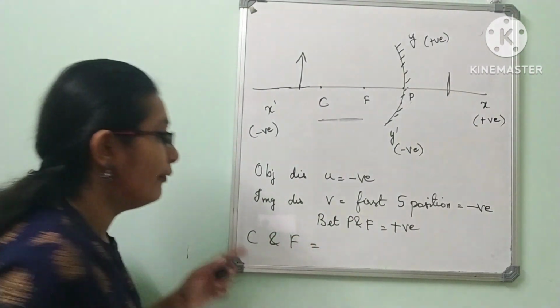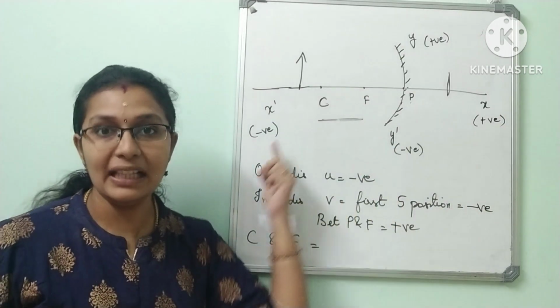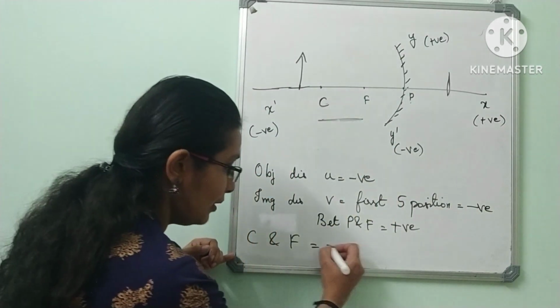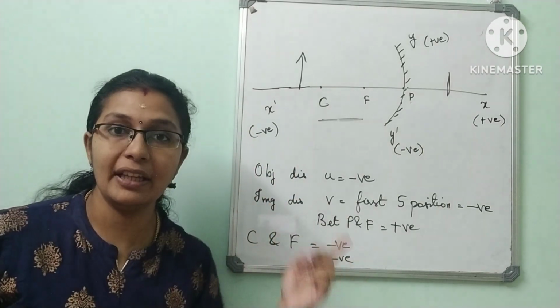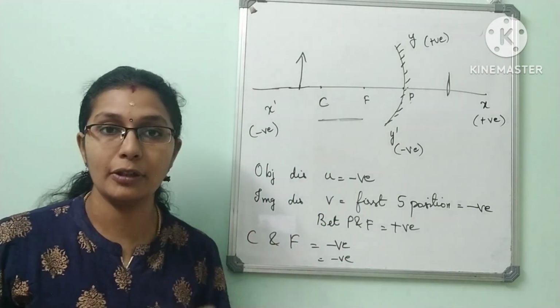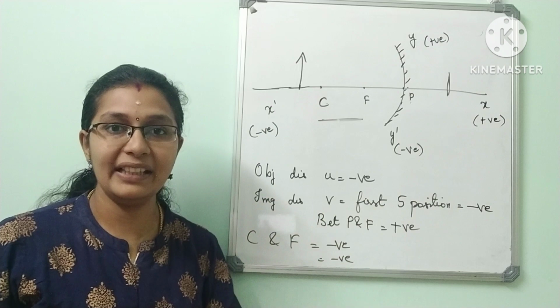Next, C and F we will fix. Okay, first. Where is C? C is to the left of the mirror, which is negative. And F is also negative. Clear? So for concave mirror only I am saying all this, not for convex mirror. Convex mirror we will discuss next.